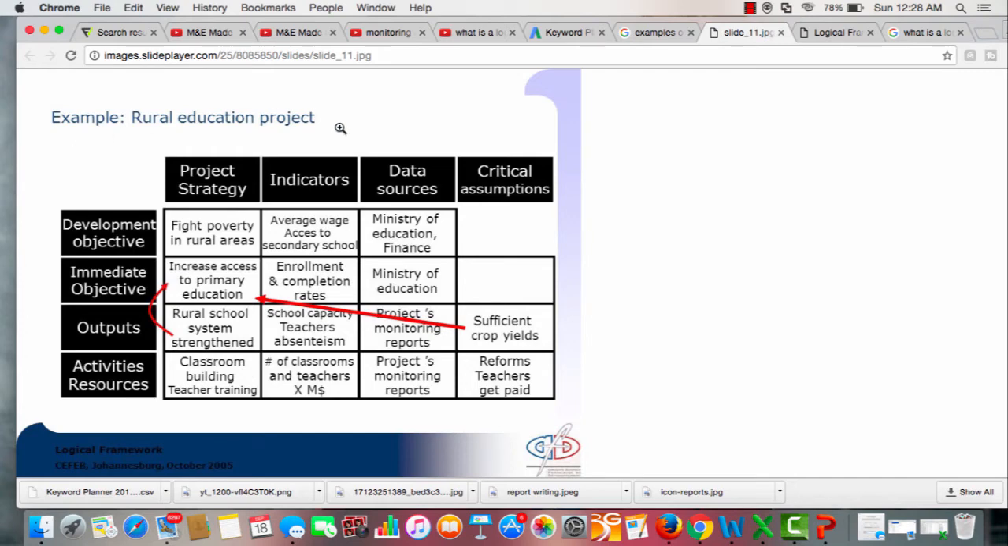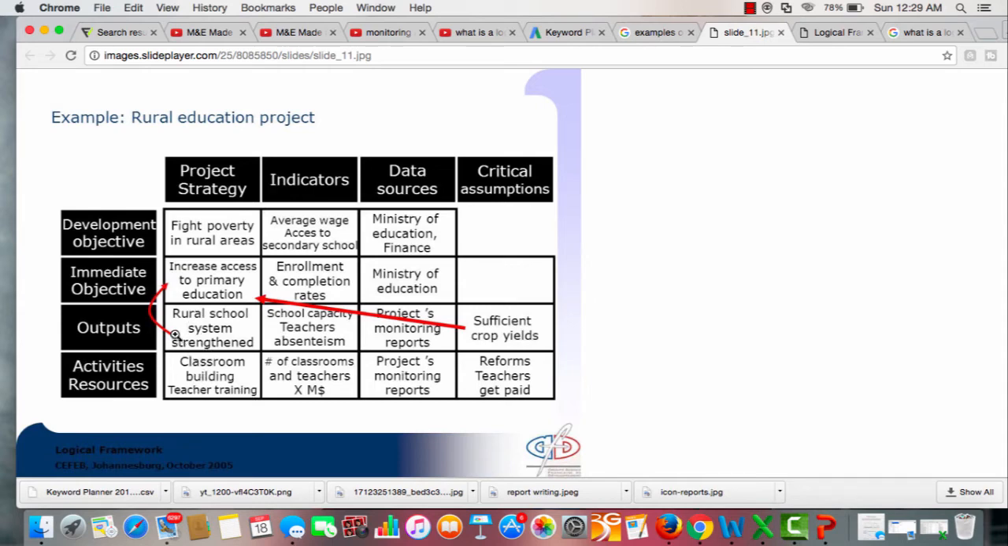So now let's start by looking at this example quickly in a critical sense. While you have this logical flow, you also have the indicators, the data sources, and critical assumptions. As a working example, take, for instance, the activities for this rural education project: it starts with classroom building and teachers' training. Now, the training of these teachers and the classroom building, what would this translate to?